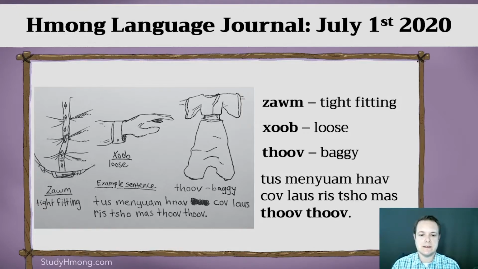So we have the sentence example there. Do minh nhua na cho lao di cho ma tong tong. One more time. Do minh nhua na cho lao di cho ma tong tong. So it says the child wears adult clothes and it's very baggy.